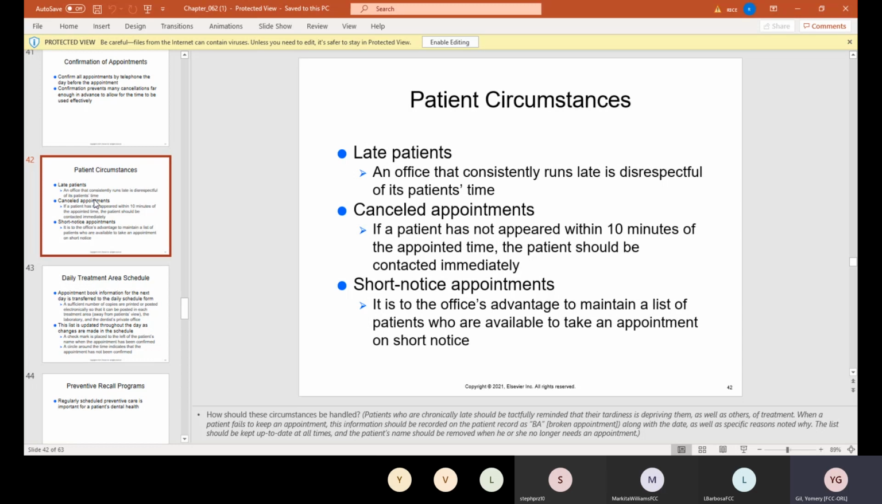Patient circumstances. Late patients. An office that consistently runs late is disrespectful of its patient's time. And if the office is consistently running late, it means that it's poor scheduling.